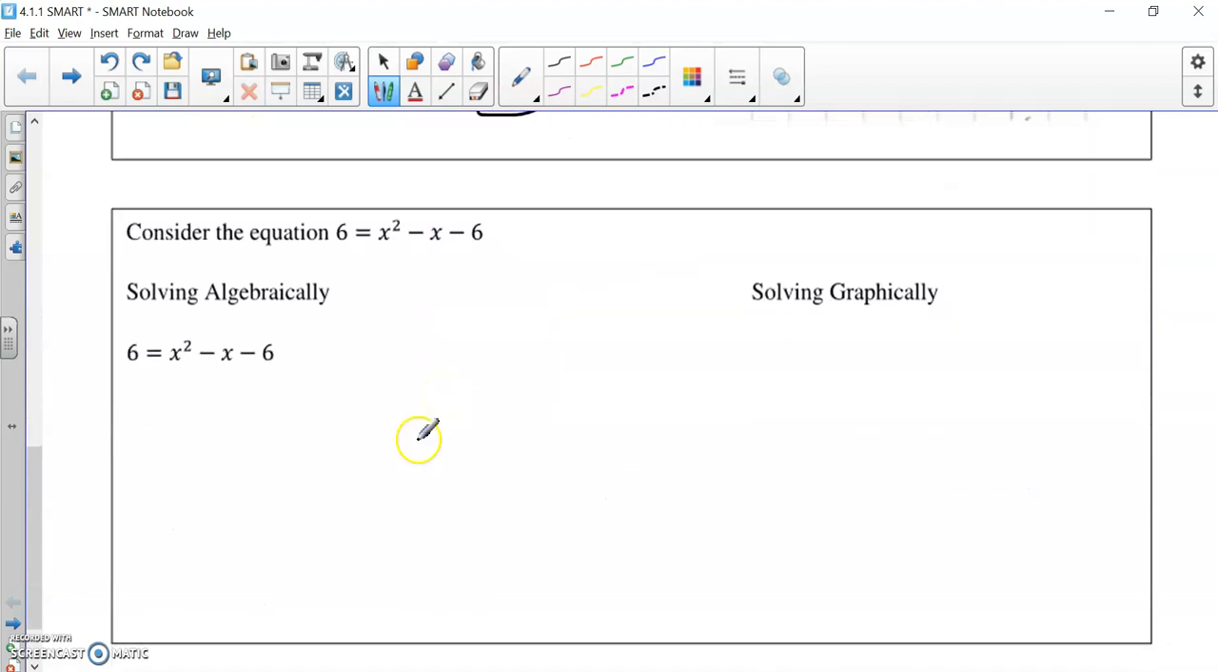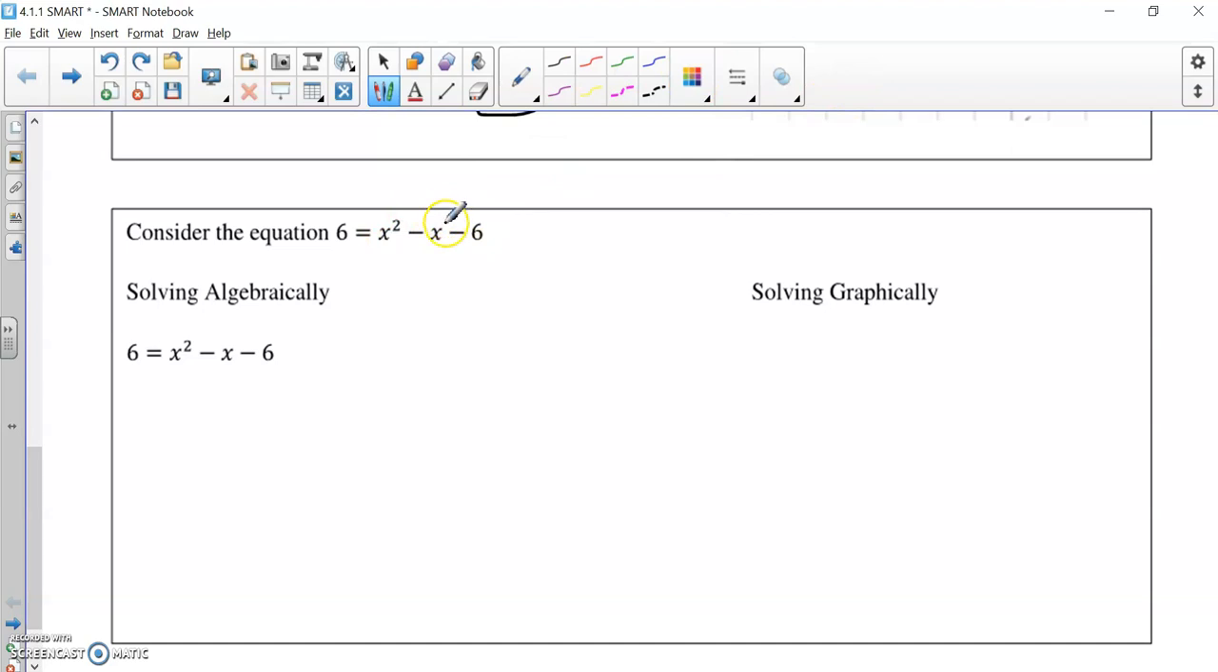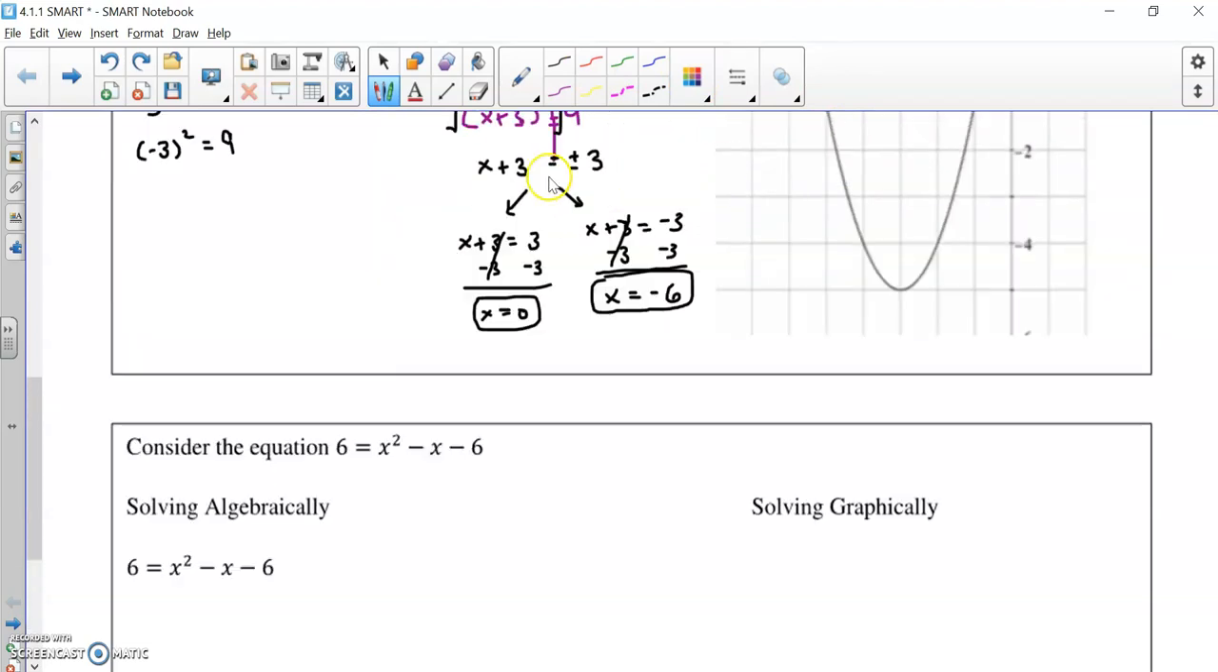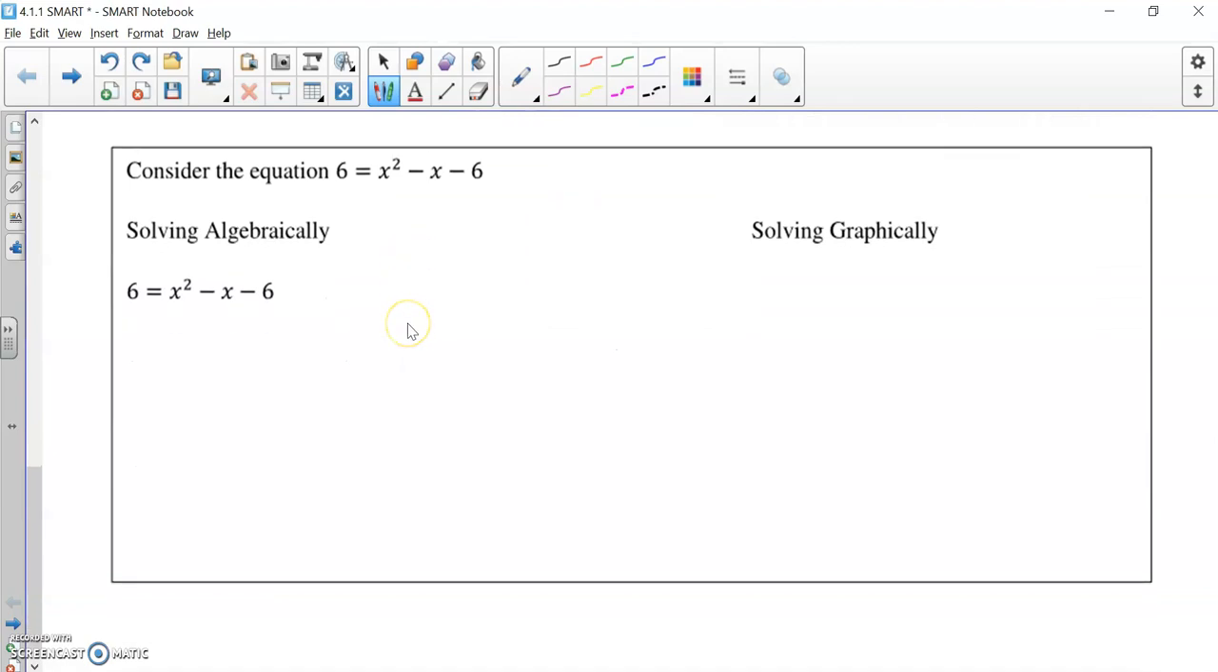All right, next problem. We have this equation right over here that we want to solve. Now, graphically, we do the same thing as we did last time, but algebraically, it's a little bit different just because we have a quadratic now, so we can't just move stuff around and solve for x like we did here. We're going to have to use our other quadratic methods, okay? Particularly factoring. Quadratic formula is also an option, but I'd rather not.